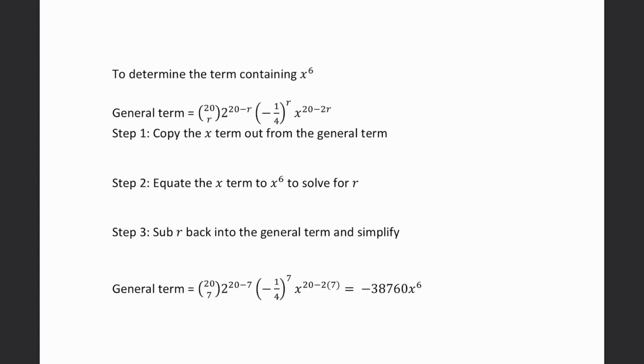So what do we mean by copy the x term out? Just go to the general term. We can see that this part is our general term for x. So we're just going to copy this out. Our next step is to equate this to x to the power 6 to solve for r. Solving for r, my r will be equal to 7.